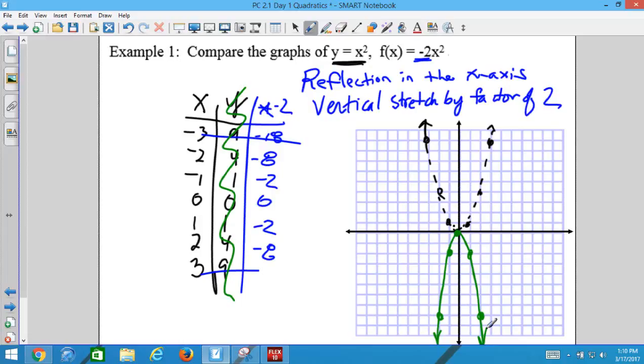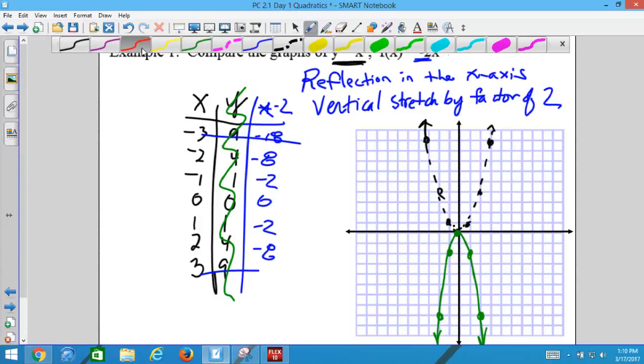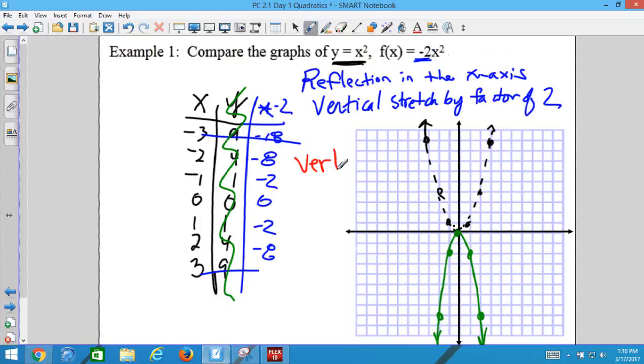So your graph should physically look skinnier and flipped upside down. What's our vertex? 0, 0. Okay. It does not say to list this, but it does say to do it in the homework, so I'm going over it.